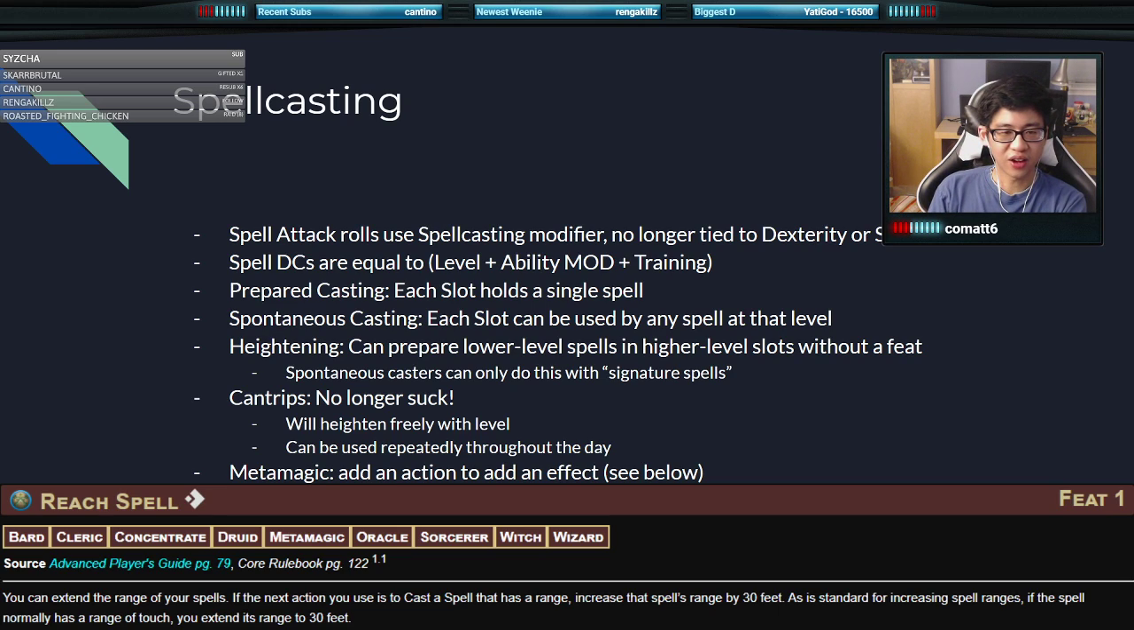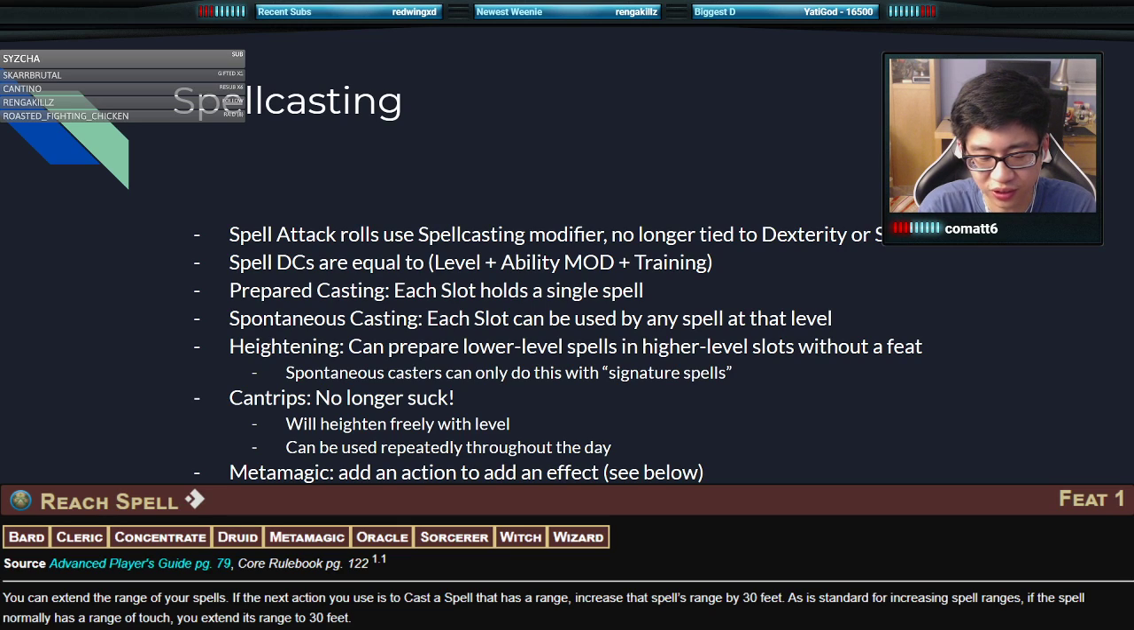Heightening is no longer a metamagic feat. It allows you to cast a spell at a higher level with no cost. So if I was a wizard and wanted to prepare Fireball as, say, a 5th level spell, it would increase in damage based on the spell, and I would prepare it in that slot. Spontaneous casters cannot heighten their spells freely.